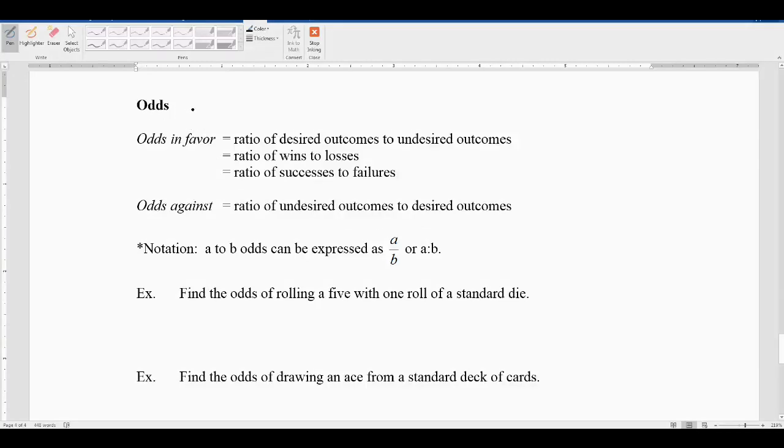Odds. Now hopefully you've seen odds before, and you may not have. It's not that big a deal if you haven't. They're fairly easy to understand. What they are is a ratio. A ratio is just another word for fraction.